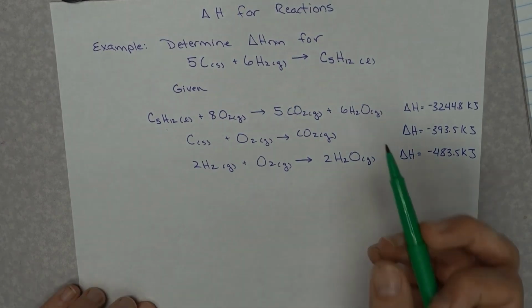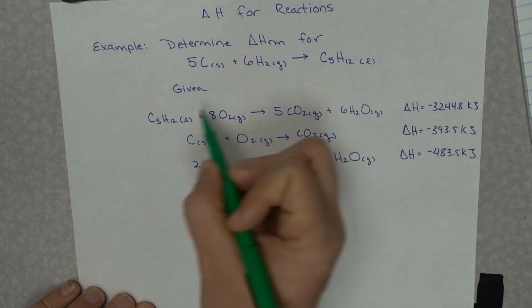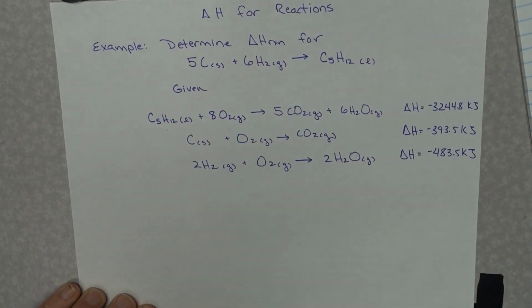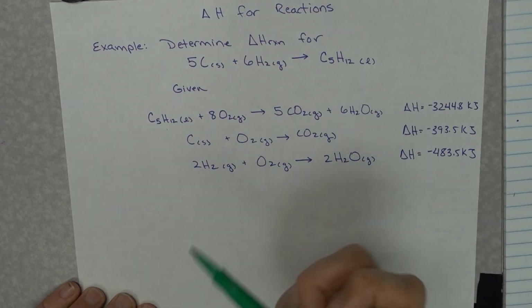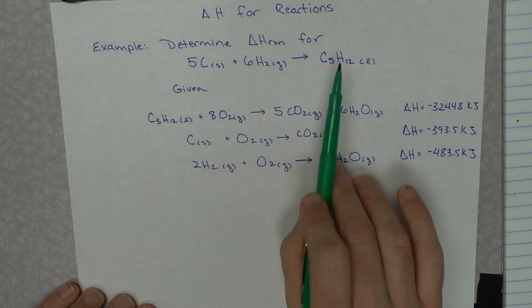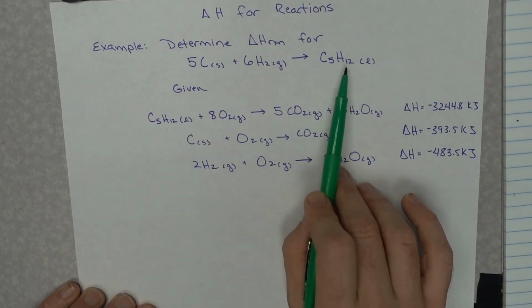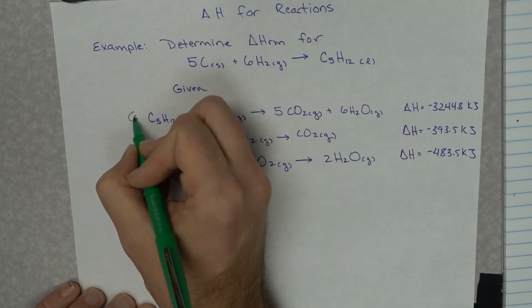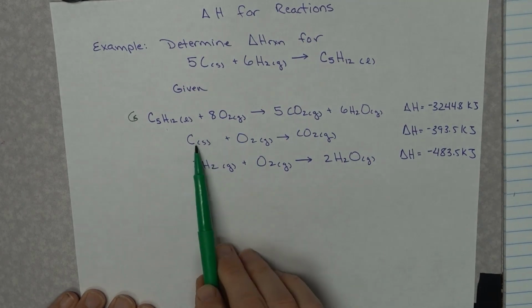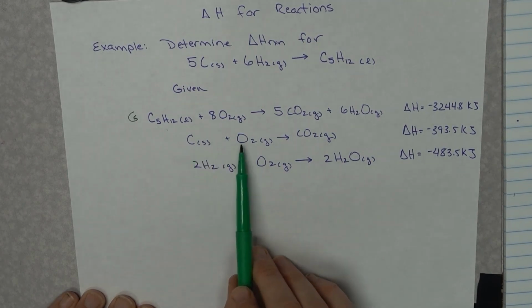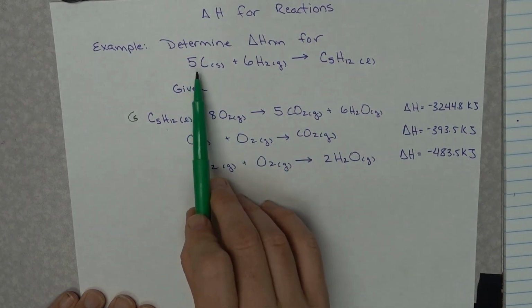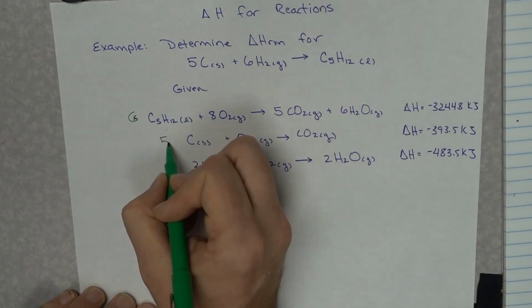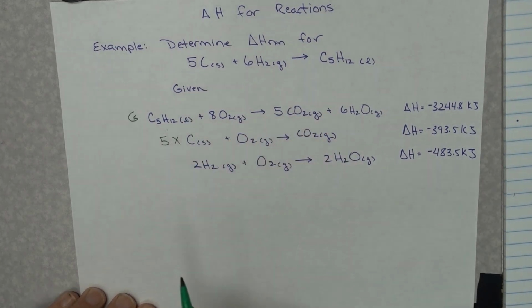So our main goal is to arrange these reactions so that they look like this one up here. Okay, so in this reaction, this is a reactant, and the one we're trying to make, it's a product. So we're going to need to turn this one around for sure. Okay, in this reaction, a mole of carbon plus oxygen goes to make CO2. I need 5 moles of carbon here. And so I'm going to end up needing to multiply this one whole thing by 5.